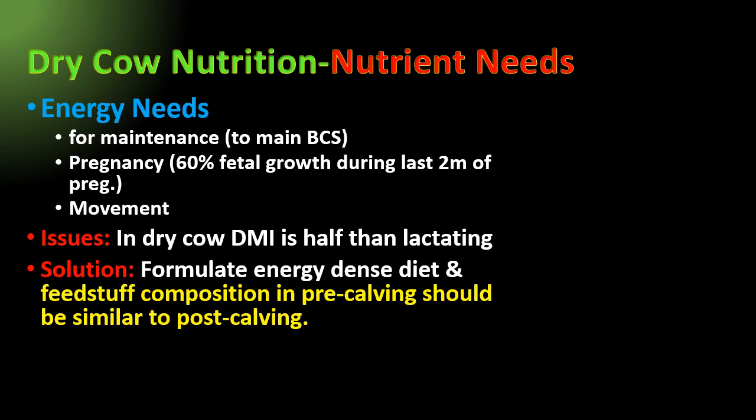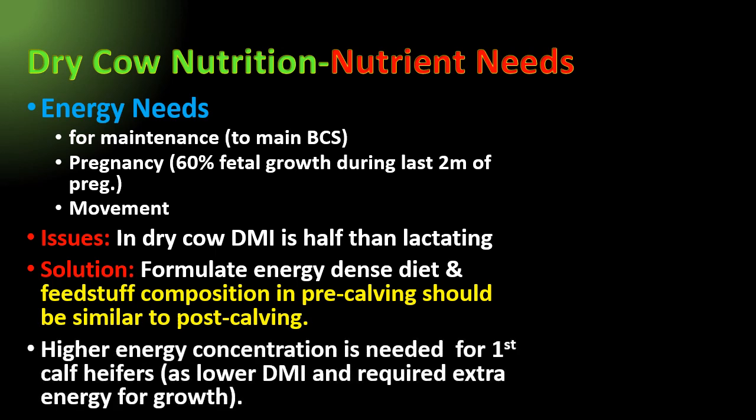Therefore, include as many of the feed ingredients in the pre-calving ration as the cow will receive post-calving. This will allow the rumen bacteria and papilla to go through adaptation before the demand for milk production comes. So this can be achieved in both of the feeding programs discussed in the previous slides. The energy concentration also needs to be higher for first calf heifers because of their lower intakes and extra energy requirement for body growth.